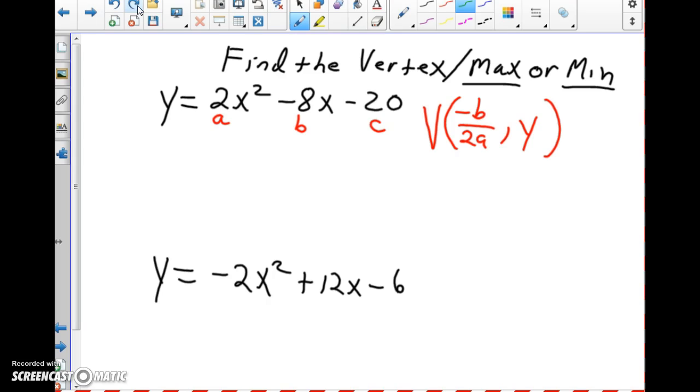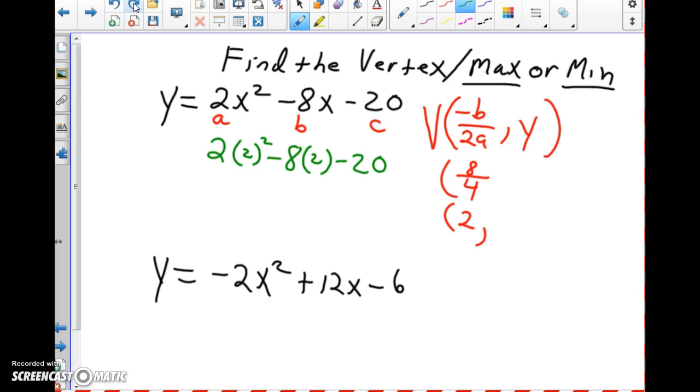So negative b over 2a. You're going to stick these into the formula, like this. All right, and it comes out to be 2. Take the 2 and put it in for the x, and that's what you're going to see me doing now. Here comes the 2 in for the x. Now you're going to solve for the y.